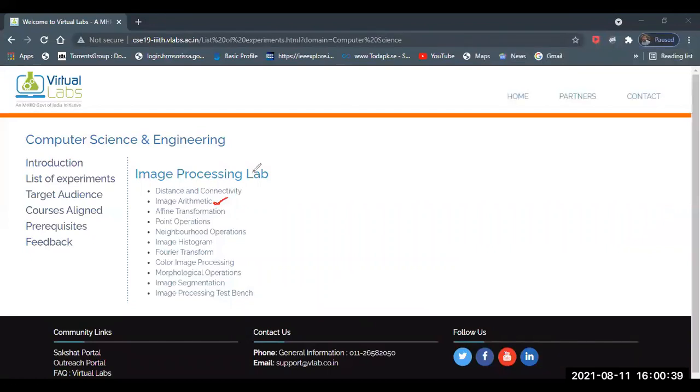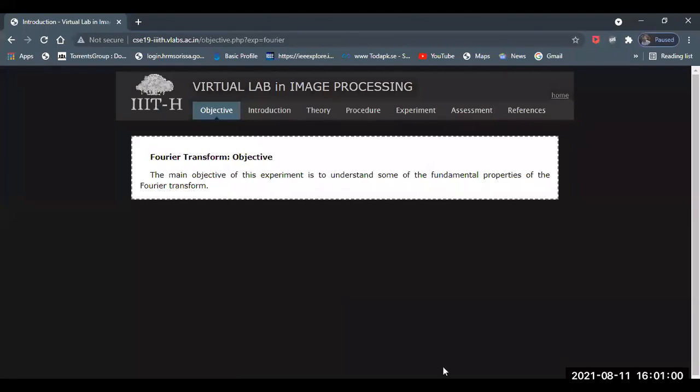Today we are going to perform the second experiment, which is Fourier transformation. Let us start. This is the objective of the experiment: the main objective is to understand some of the fundamental properties of Fourier transformation.